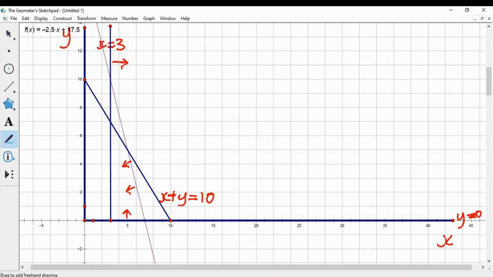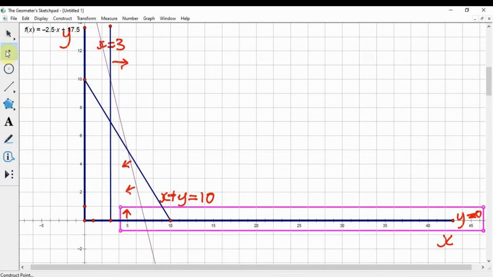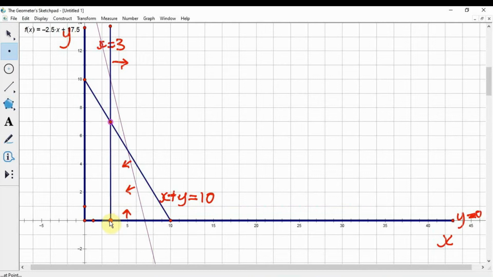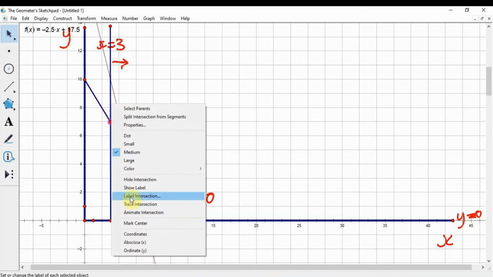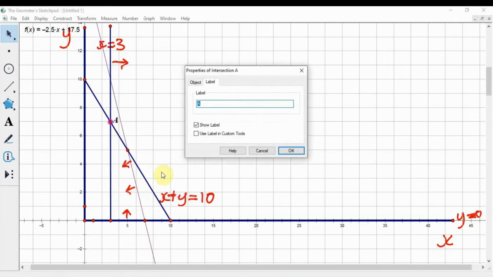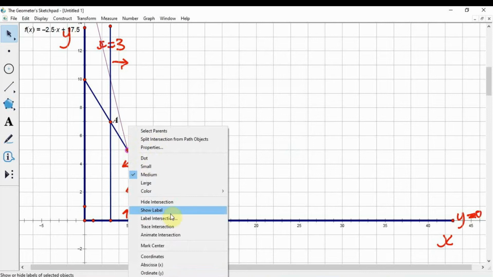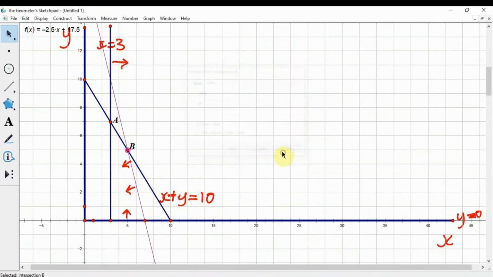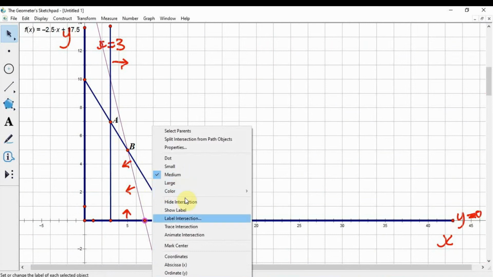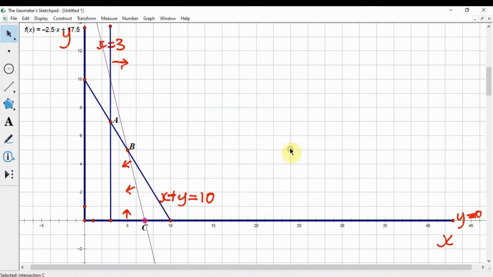So now if we want the 4 vertices that are going to satisfy this region, this point will satisfy, this point will satisfy, this point will satisfy, and this point will satisfy. These are the 4 vertices that will satisfy this inequality. So I'm just going to label these points. Label that point as A. Label this point as B. Label this point as C. And label this point as D.